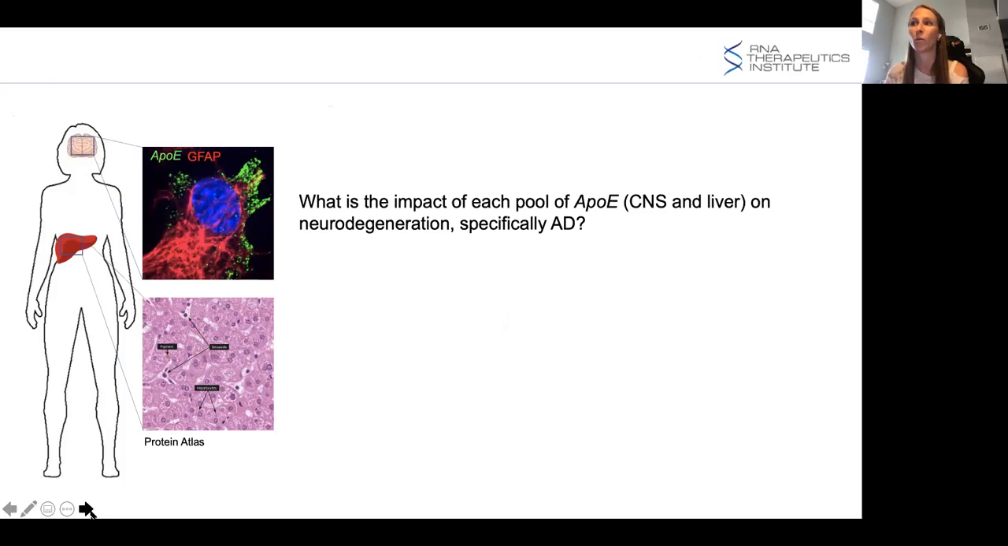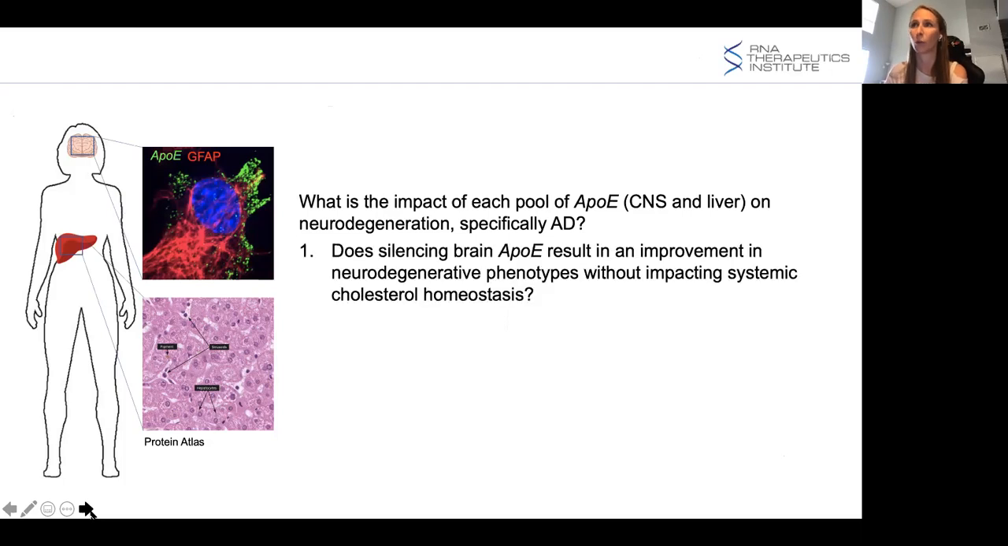both of their roles in neuropathology, and both of their roles in systemic cholesterol physiology, leading us to ask the question: what is the impact of each pool of APOE, CNS and liver, on neurodegeneration? Furthermore, is silencing of brain APOE sufficient to result in an improvement in neurodegenerative phenotypes without impacting systemic cholesterol homeostasis? And is it possible to silence CNS APOE with no effect on the systemic pool of APOE and no systemic exposure? Fortunately, the tools to answer these questions exist in the form of siRNAs.